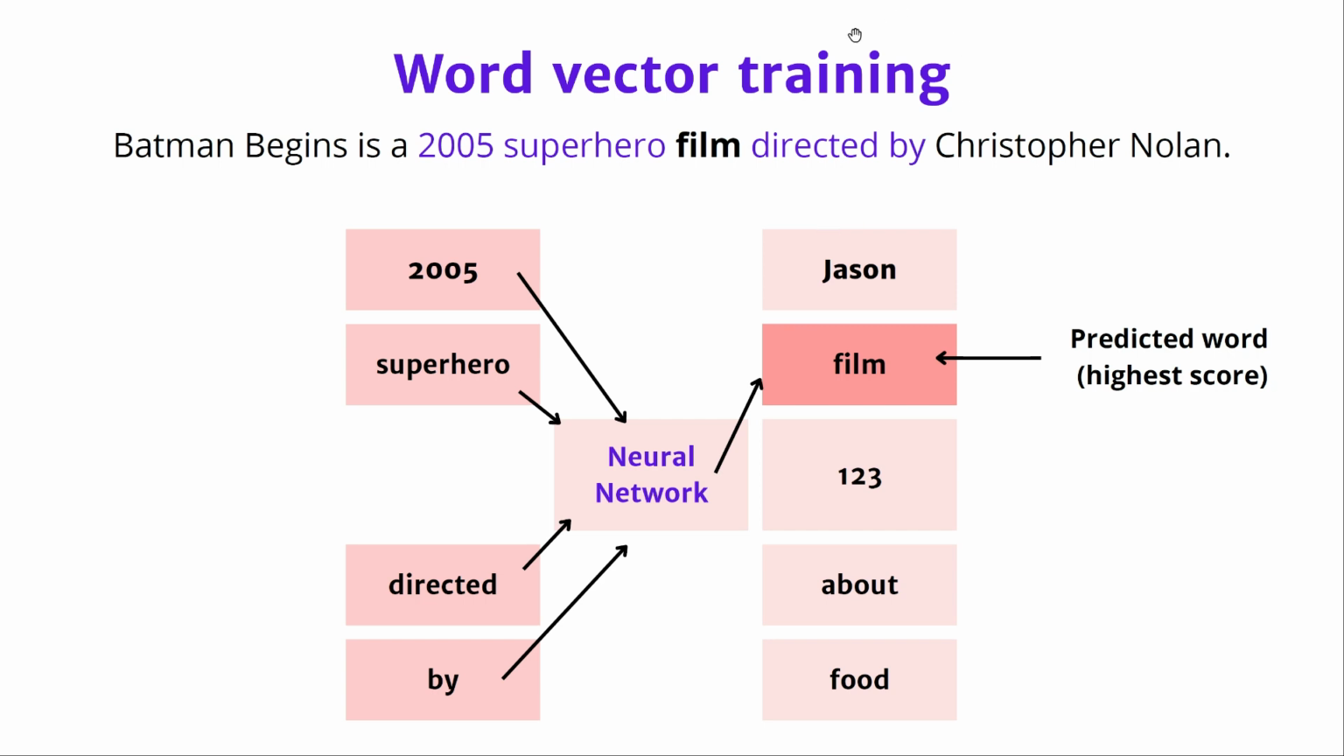So again, the output will have all the probable words in the corpus, maybe like 50,000 words or 100,000 words, etc. When I say predict the word film, essentially each word in the corpus will be associated with some token. You can think of it like a numbering scheme, and let's say this output represents the word film. All you're trying to do is adjust the weights of the neural network such that this output gets the highest score, which corresponds to the word film.